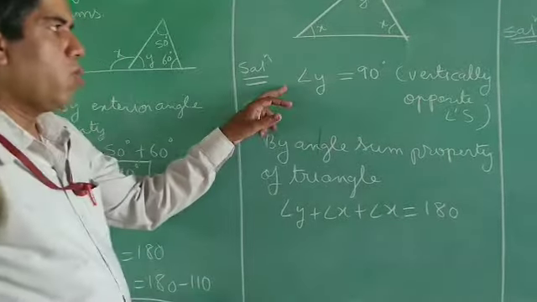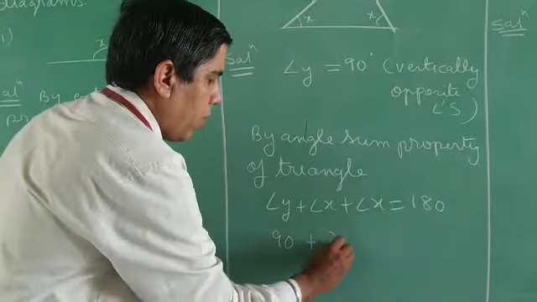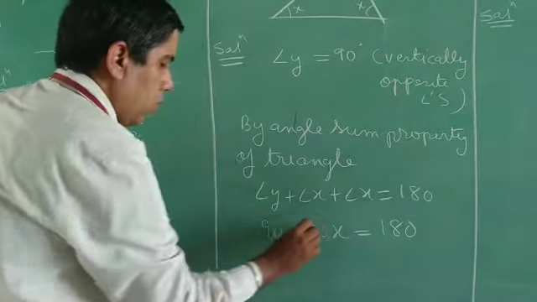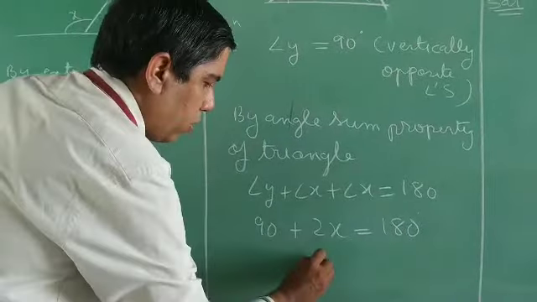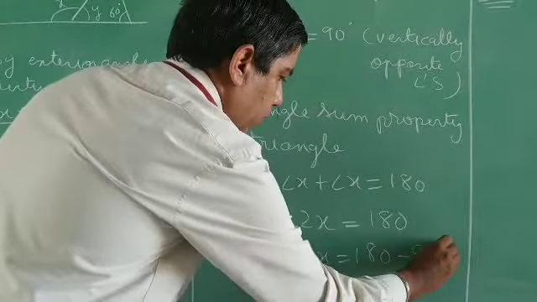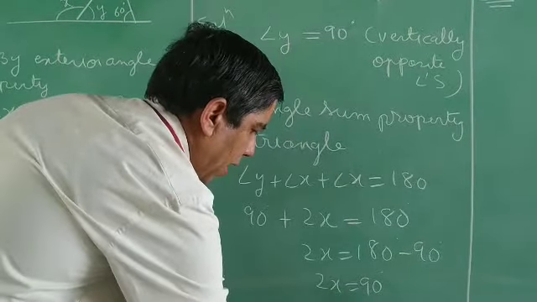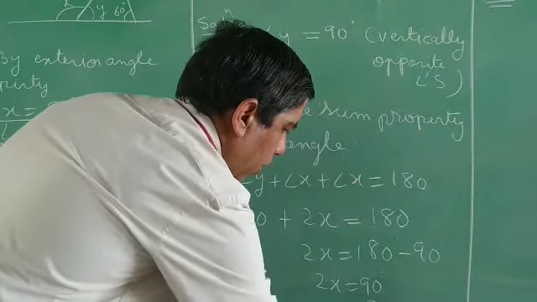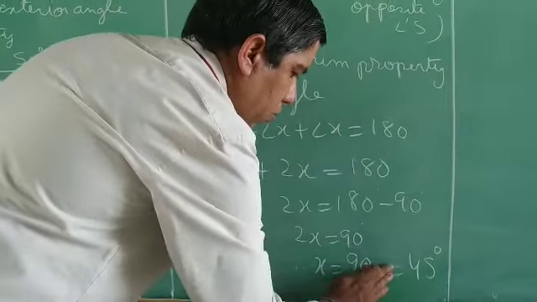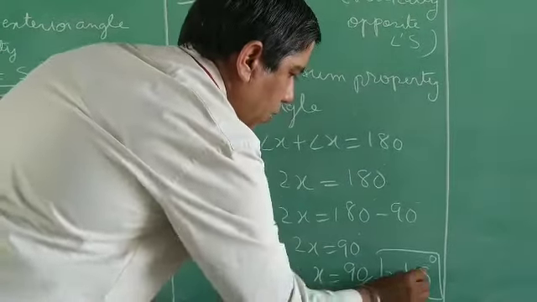Keep the value which is known to us. So I know 90. So 90 plus, now it becomes 2x, equal to 180. Now I have to find the value of x. So I am transferring this to the other side. 2x equal to 180 minus 90. So it becomes 2x equal to 90. Therefore x equal to 90 by 2. The answer is 45 degrees. You can write here x equal to 45 degrees. I got the answer, x equal to 45 degrees.